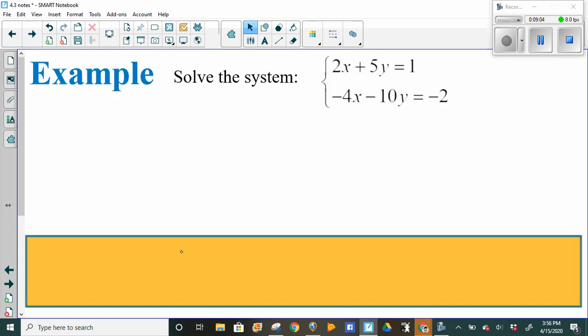All right, so now let's solve this system here. So we have 2x plus 5y equals 1, and -4x minus 10y equals -2. So again, this is a positive and a negative. This is a positive and a negative. So it doesn't matter which one you choose. Let's just go ahead and multiply this first one. I'm going to multiply by 2.